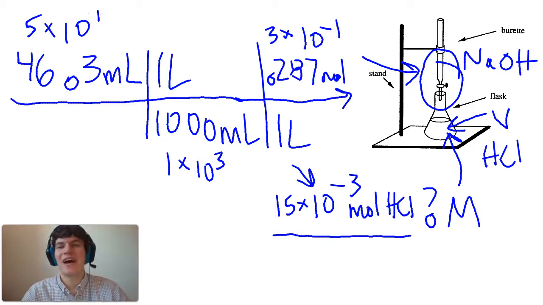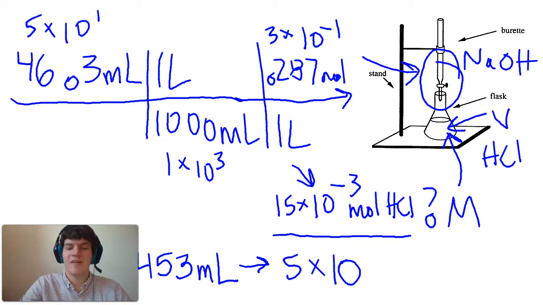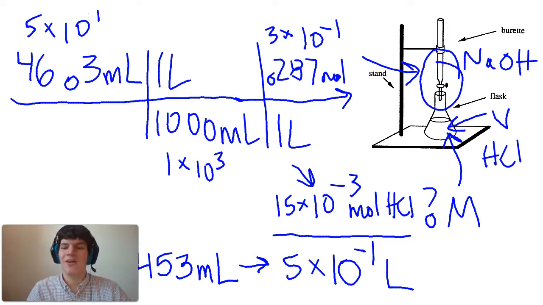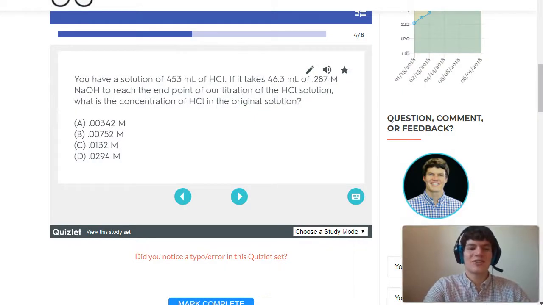So now I just need to divide this by the volume of HCl to get the molarity of the solution. And I'm told that there are 453 milliliters of HCl, which I'm just going to write as 0.5 liters, also known as 5 times 10 to the negative 1 liters. If you calculate all of this out, you're going to get 3 times 10 to the negative 2. And if we take a second look at our answer choices, it looks like answer choice D is going to be the closest to 3 times 10 to the negative 2.